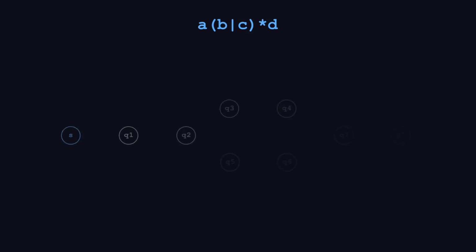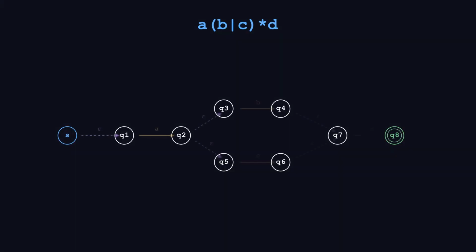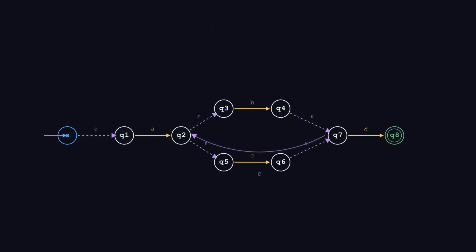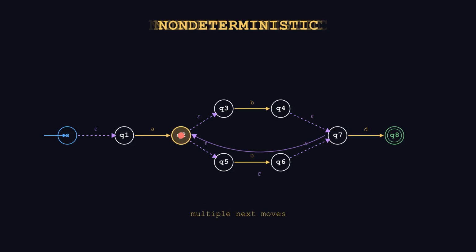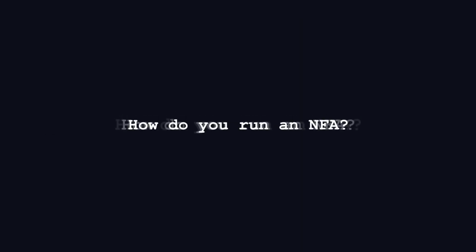Watch what happens when we build the NFA for our pattern. Each piece snaps into a state machine, and they connect like building blocks. The result is a graph. Multiple paths, multiple choices. And that word non-deterministic is key. At any state, the machine might have multiple valid next moves. So how do you run an NFA?